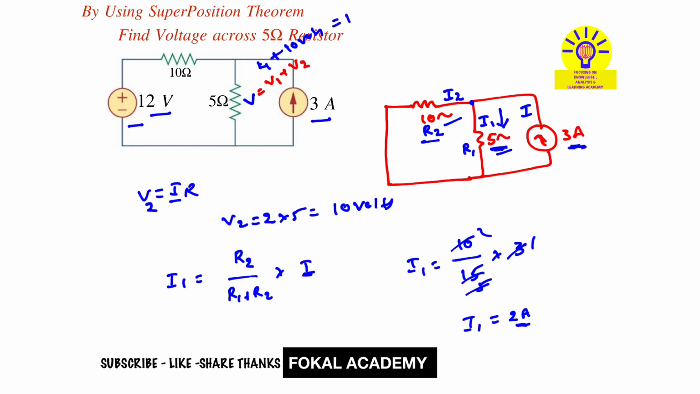Totally we have 14 volts. So this is the total voltage drop across the 5 ohm resistor which is contributed by the 12 volt and 3 ampere sources. And this is the process of simplification.